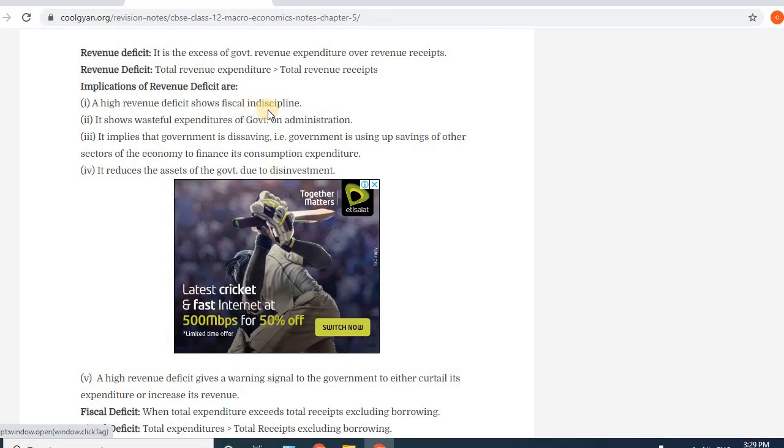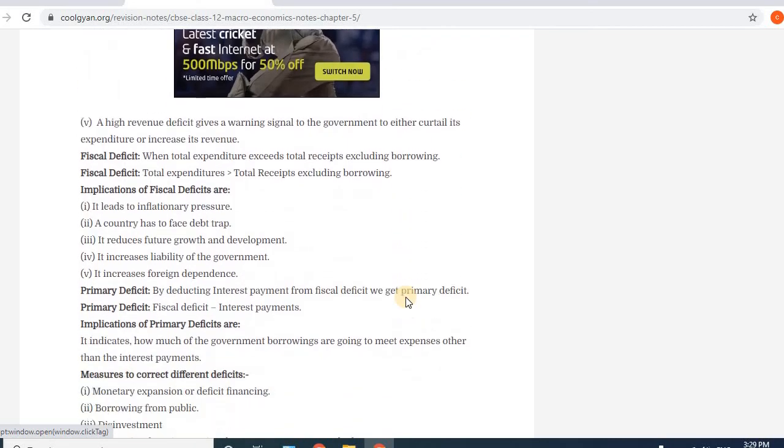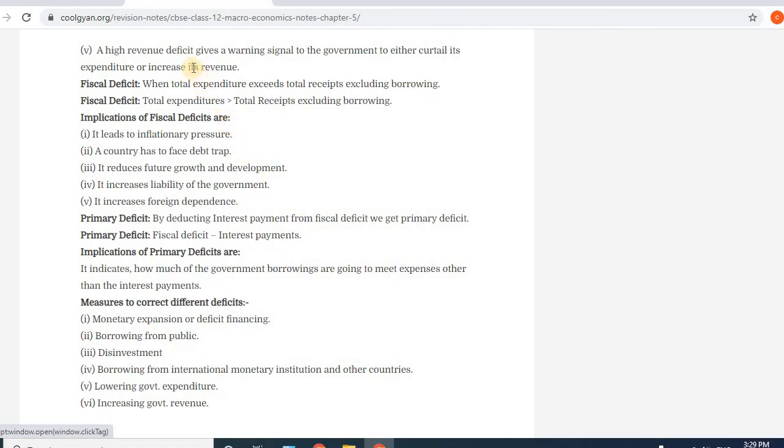fiscal indiscipline. It shows wasteful expenditure of government on administration. It implies that government is dissaving, that is, government is using up savings of other sectors of the economy to finance its consumption expenditure. It reduces the assets of the government due to disinvestment. A high revenue deficit gives a warning signal to the government to either curtail its expenditure or increase its revenue.